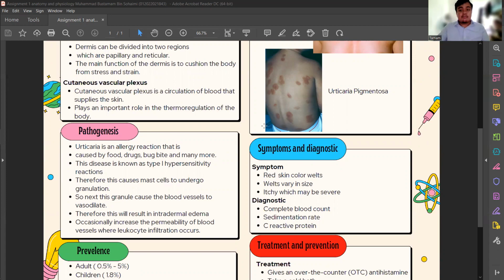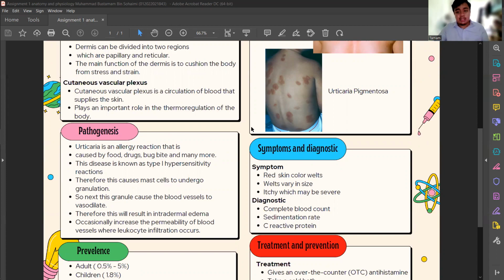Next I will explain briefly about the pathogenesis of urticaria. Urticaria is an allergic reaction that is caused by drugs, food, insect bites, and many more. This disease is known as a type 1 hypersensitivity reaction. Therefore, this causes mast cells to undergo degranulation.